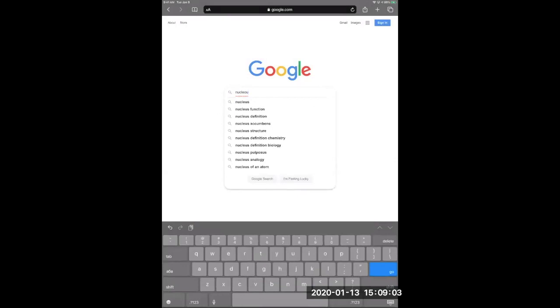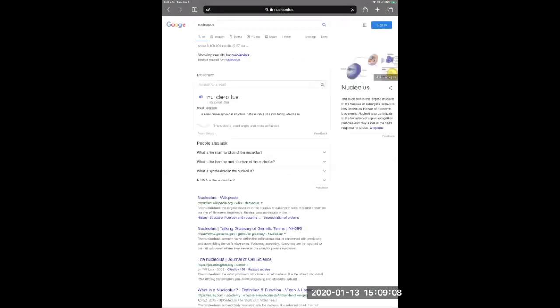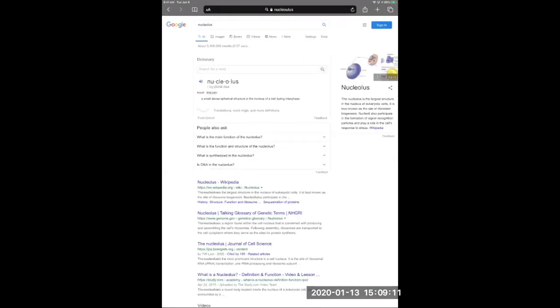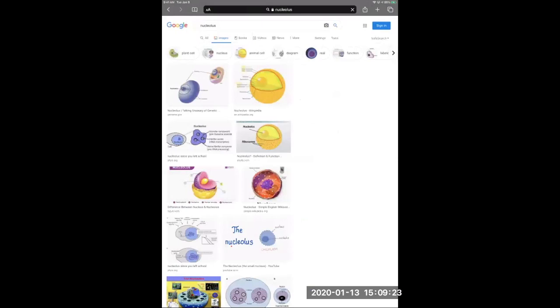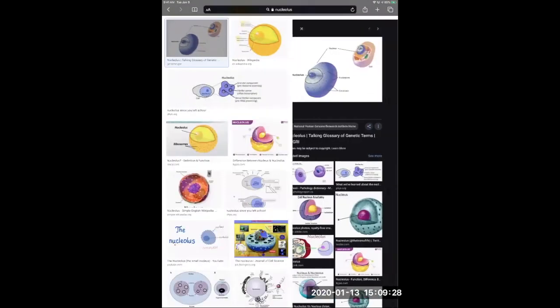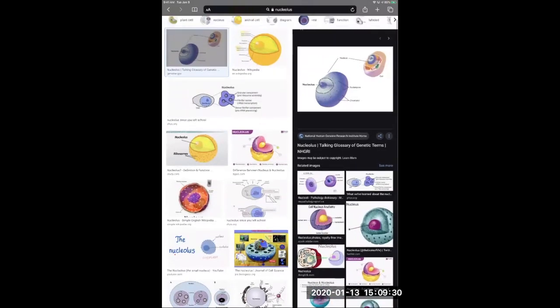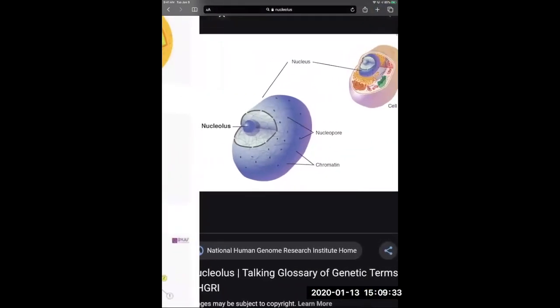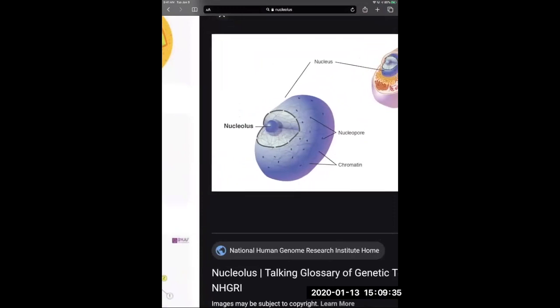Not nucleus, but nucleolus. I'm sure I misspelled it. There you go. Nucleolus: a small, dense, spherical structure in the nucleus of a cell during interphase. Well, sounds like it's a nucleus within a nucleus. Oh, I clicked on something too fast. Look at this. Nucleolus is the nucleus of the nucleus.